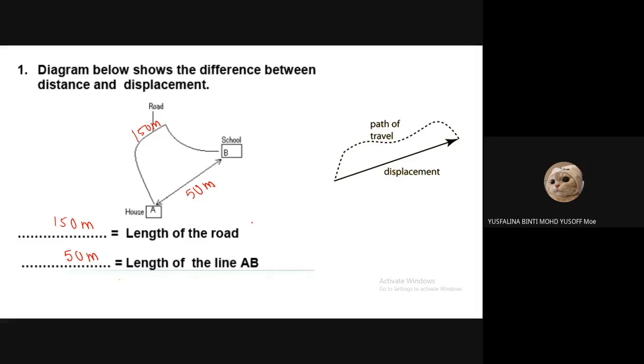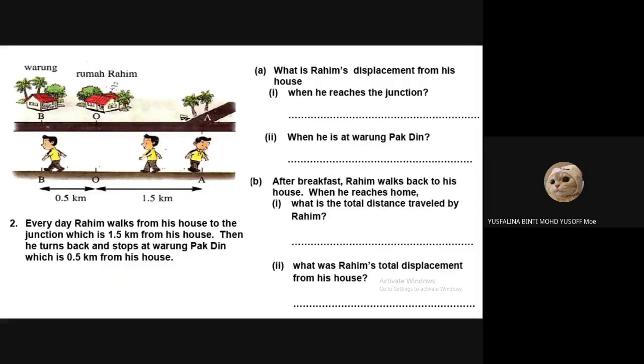So length of the road is called what? Distance or displacement? Distance, very good. This one we call displacement. Good. Now I want you to try to answer question number 2 first. A1, A2, B1, B2.